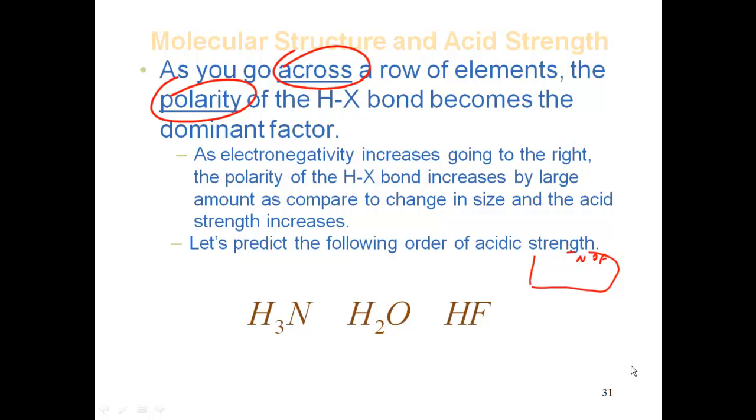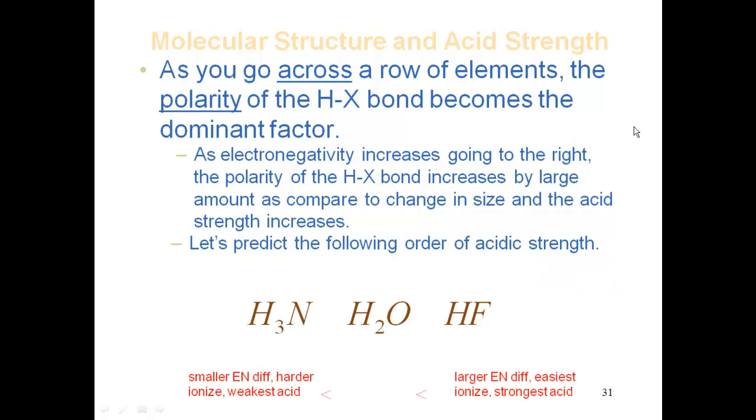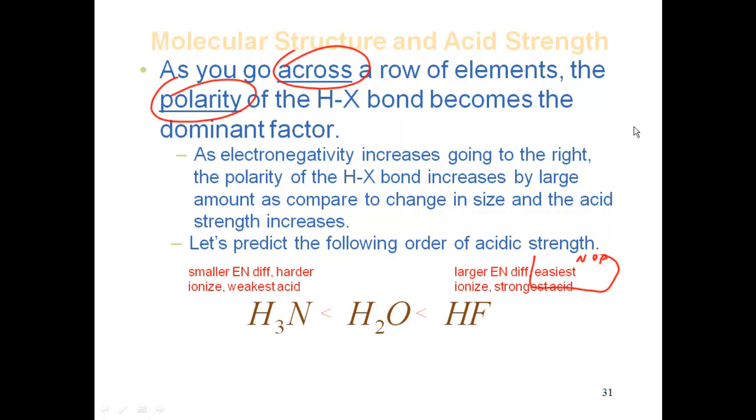So if we look at electronegativity, which of these is the most electronegative? Well, that would be fluorine, followed by oxygen, followed by nitrogen. So the greatest electronegativity difference is between hydrogen and fluorine. Next will be oxygen and hydrogen, and then nitrogen and hydrogen. Based on that, there's a large electronegativity difference, therefore it's going to be easier to take that proton off of HF compared to the other ones, therefore it is the strongest acid.